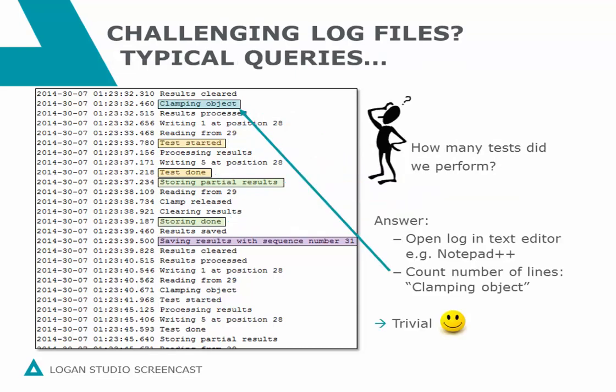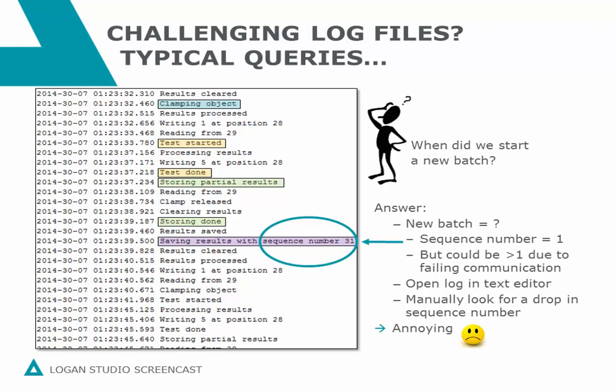Now, what are people typically looking for in such a log? A trivial query would be to count the number of performed tests, for instance. You open the log file in Notepad++ and you count the number of lines containing the string clamping object, and you have the answer. And that's quick and that is trivial, so nothing special about that.